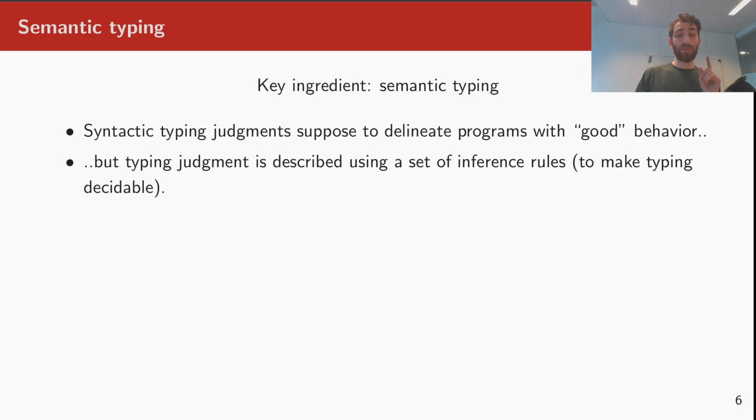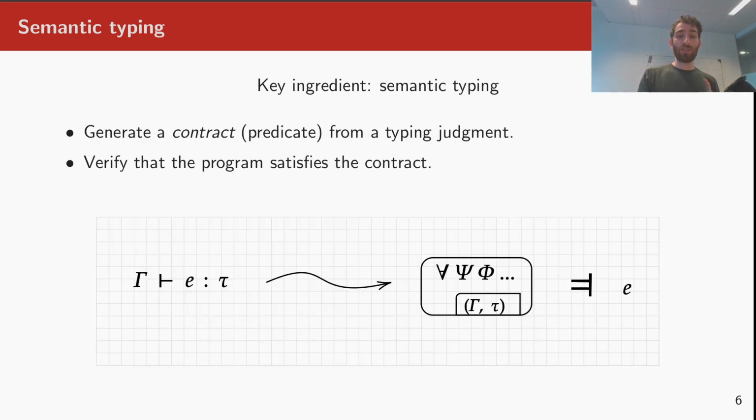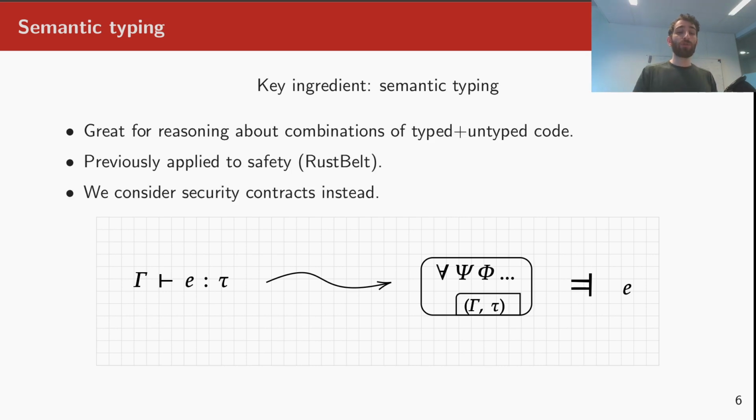Now, under semantic typing, instead of using inference rules, we take a typing judgment and we generate a predicate which describes what kind of behavior the typing is actually supposed to delineate. Then, instead of checking that a program E satisfies some typing judgment, we instead verify that the generated predicate holds for the program E. This allows us to leave the world of typing derivation and use the whole power of mathematical logic. For this approach to work, we need to ensure that all the typable programs do indeed satisfy the generated predicate. This approach is great for reasoning about combinations of typed and untyped code.